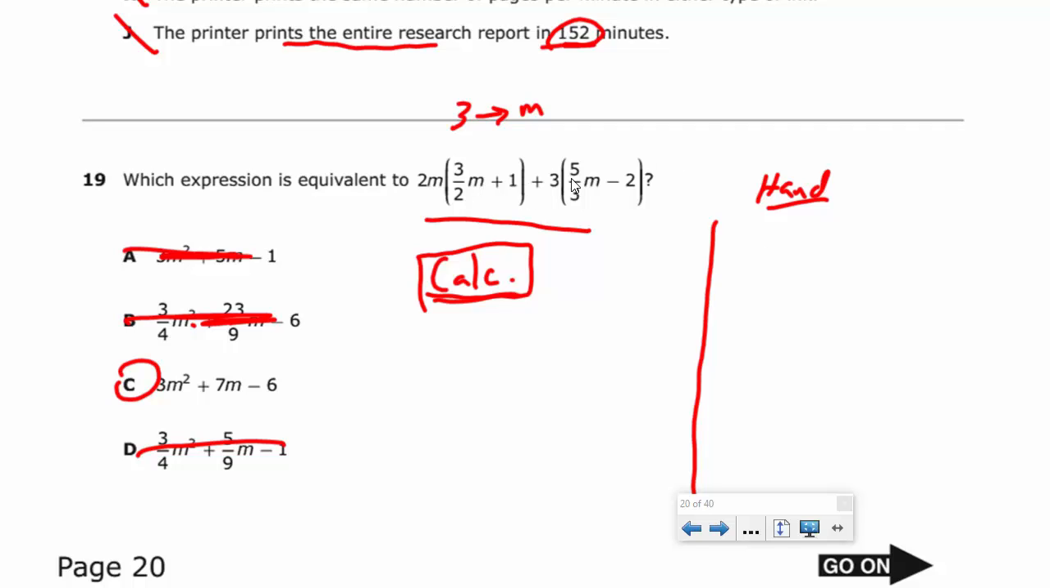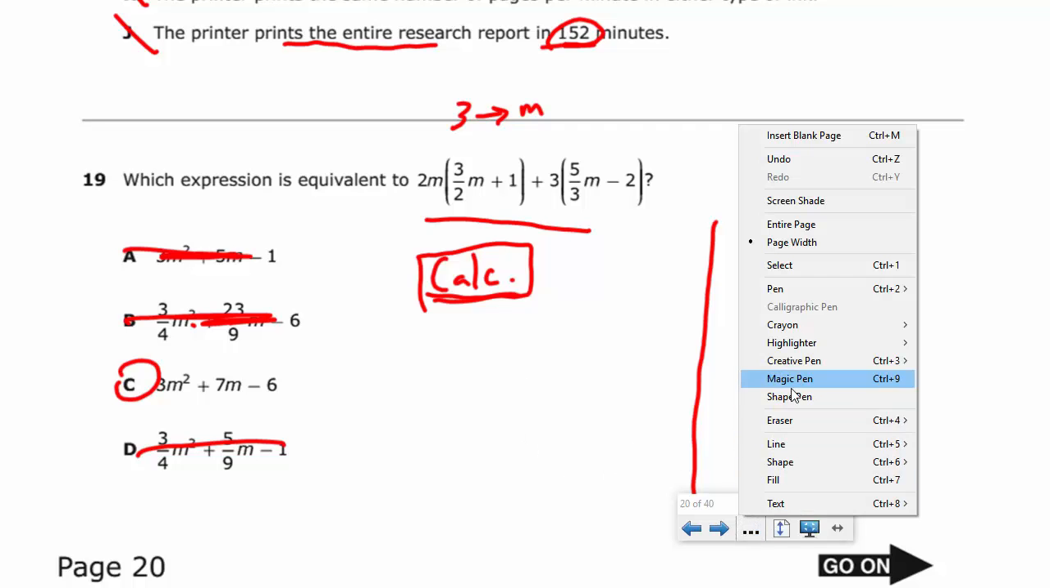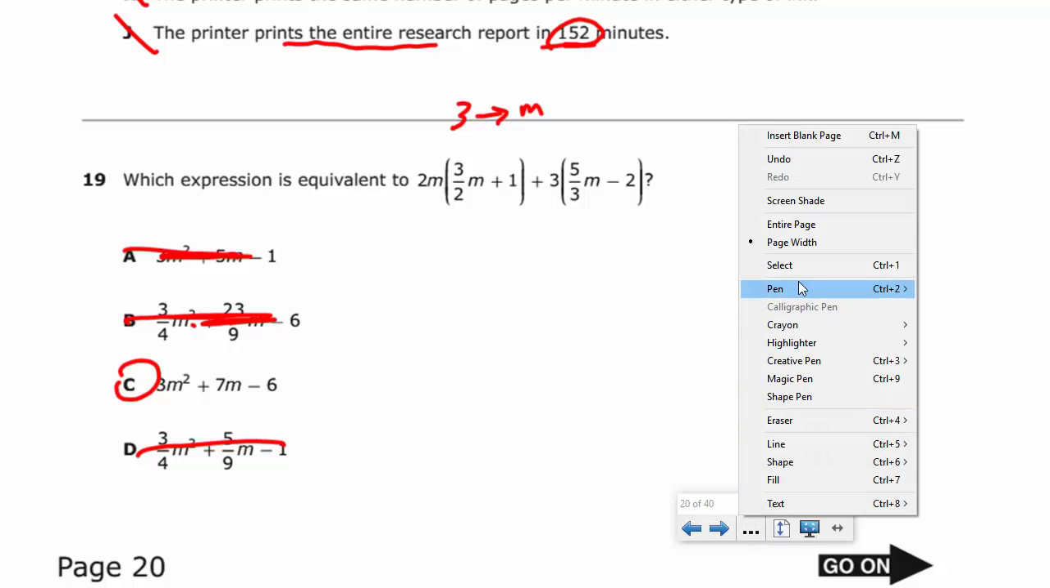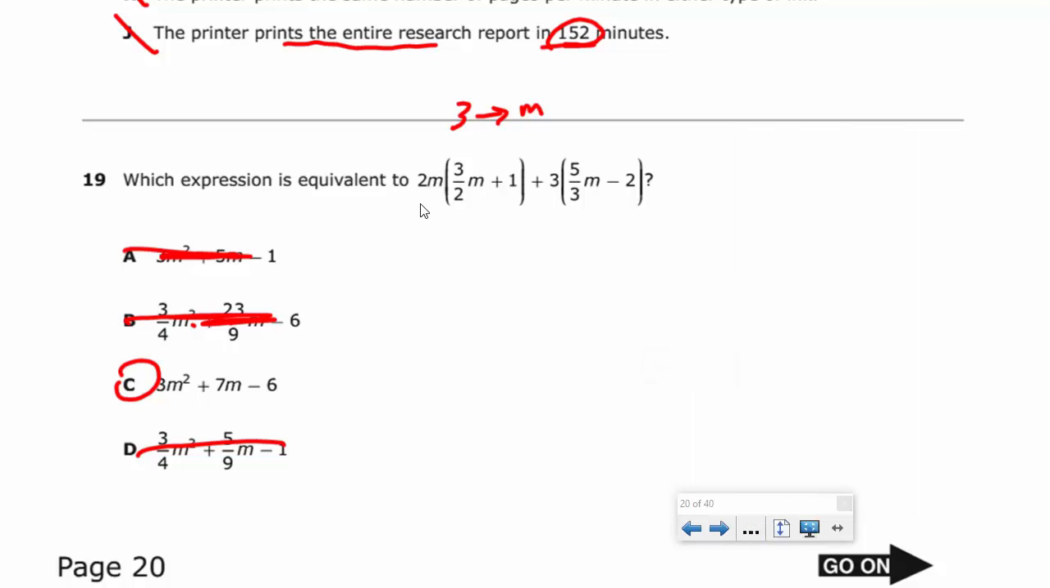Now, I promised you I'll do this by hand, so I'm going to do it over here. All right? So actually, I'm going to go ahead and erase this here. Let's get my eraser out. And I'm just going to do the whole thing by hand right here. All right. So when I have a number in front of a parentheses, I have to distribute this number. So I say hippity hoppity distributive property. So 2m times 3/2 m. What's going to happen with this 2 and this 2 is they're going to cancel. So I got m times 3m, which is now 3m squared.